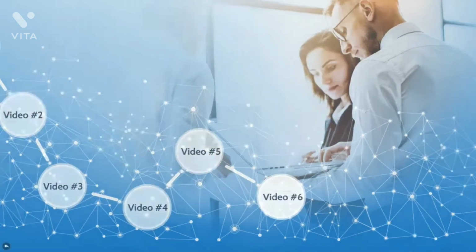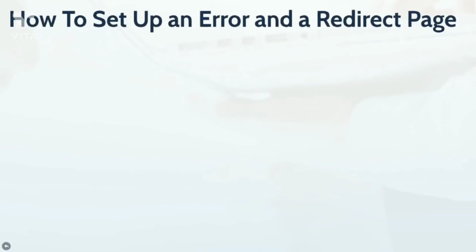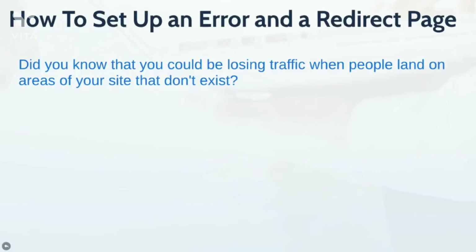Welcome to video number 6, and in this particular video we're going to talk about how to set up an error and redirect page. So did you know that you could be losing traffic when people land on certain areas of your website that don't exist? In other words, over the time and over the years of maintaining your website, you'll have pages and elements, videos, zip files, whatever, that will disappear on your website. And what will happen over the years is they will be indexed by Google, and if somebody clicks on that through Google and they come to your website, it will lead to what we call a 404 error page.